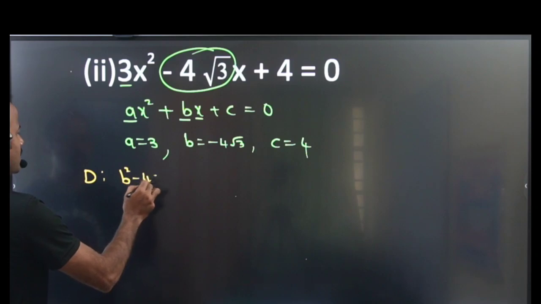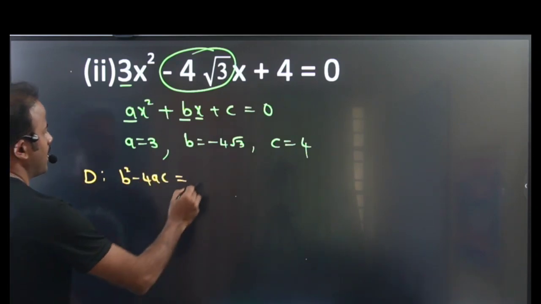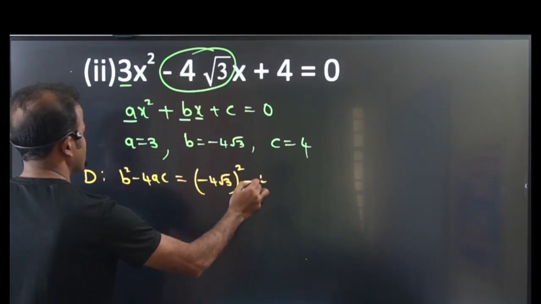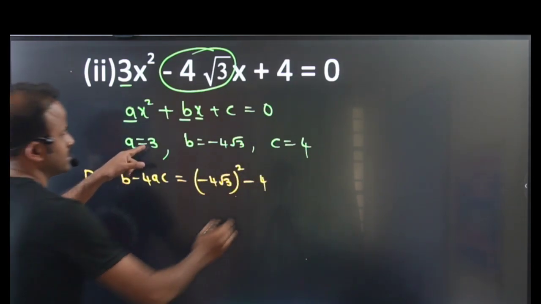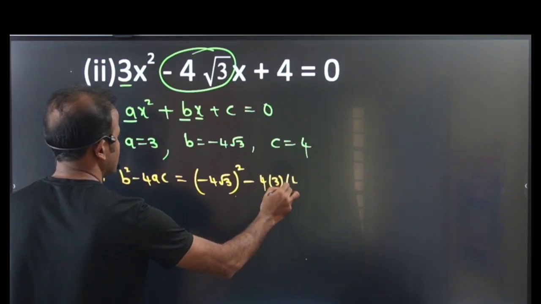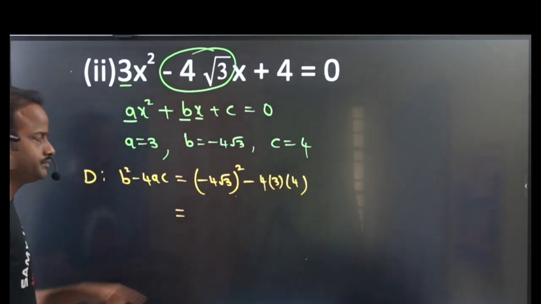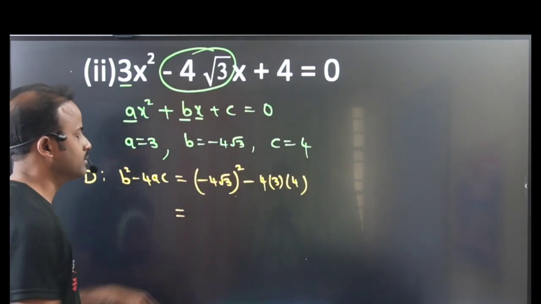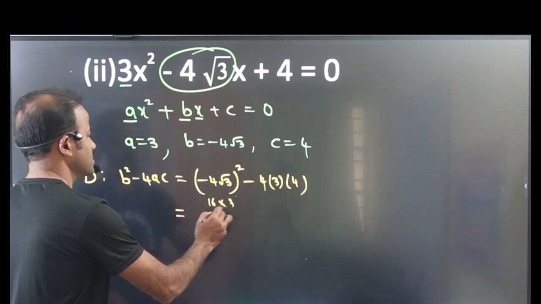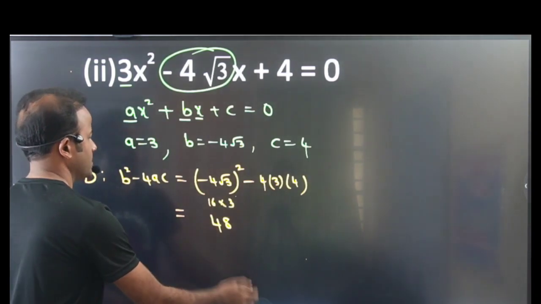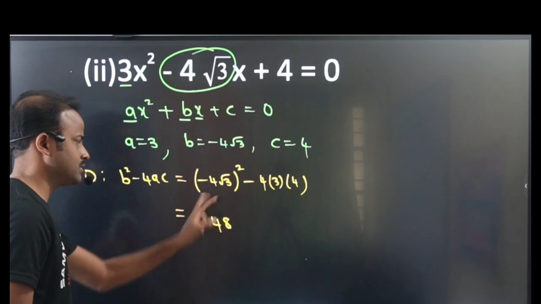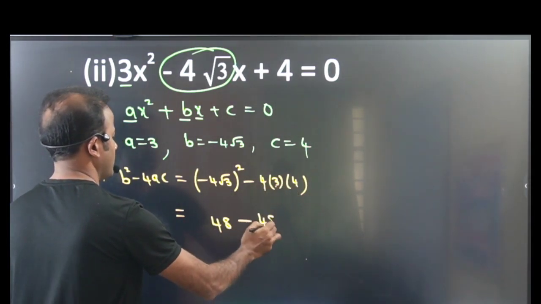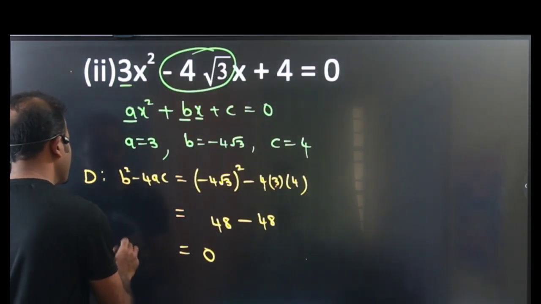b square minus 4ac equals minus 4 root 3 whole square minus 4 into a value, which is 3 here, b value is 4. Minus into minus is plus, 4 into 4 is 16, root 3 into root 3 is 3. 16 into 3 is how much? That is 48, minus 4 into 4 is 16, 16 into 3 is 48. And your discriminant value becomes 0.